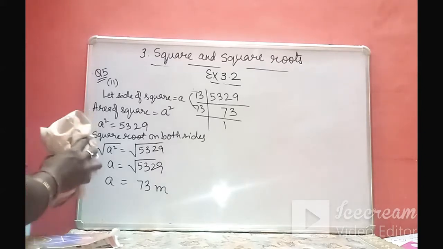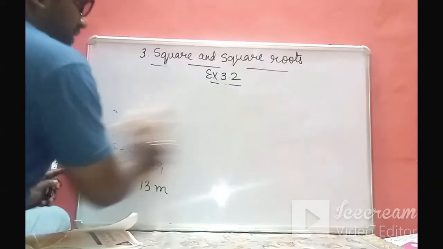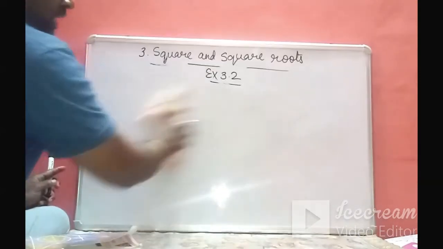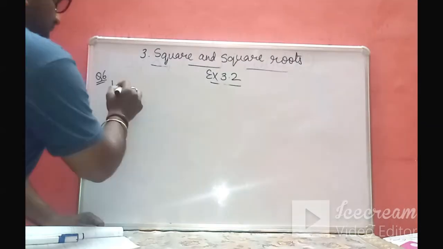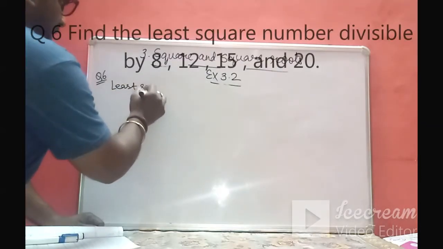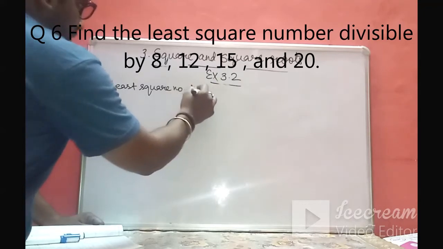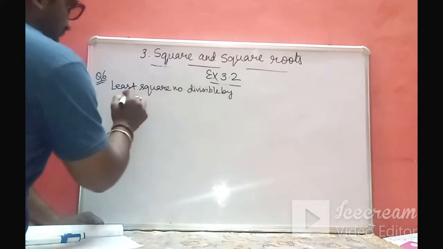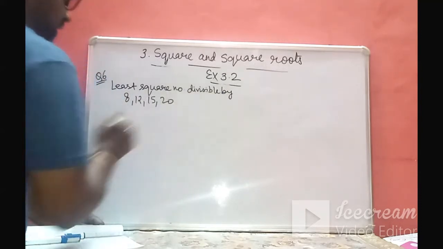Okay, now questions like question number 6. So far we have discussed a few types, like when we have to find the square root of a number by using the prime factorization method. Then we have discussed the least square number divisible by these numbers 8, 12, 15 and 20.